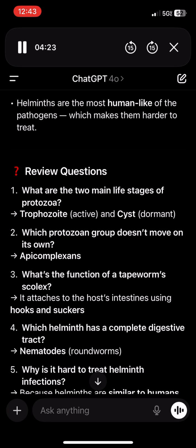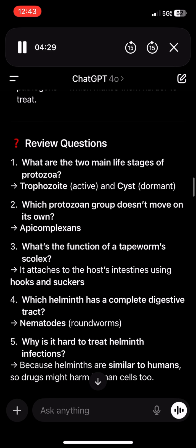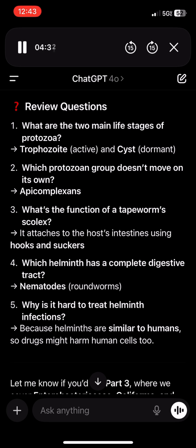Review questions. 1. What are the two main life stages of protozoa? Trophozoite, active, and cyst, dormant. 2. Which protozoan group doesn't move on its own? Apicomplexans. 3. What's the function of a tapeworm's scolex? It attaches to the host's intestines using hooks and suckers.